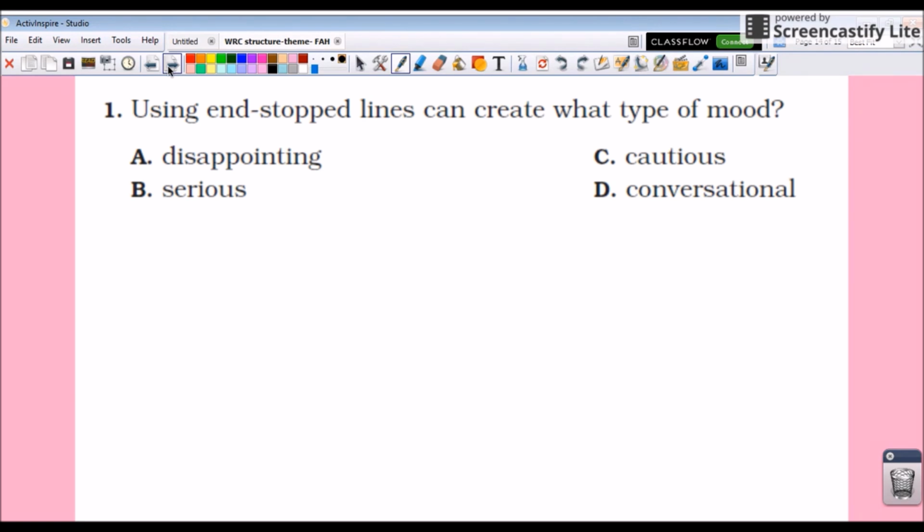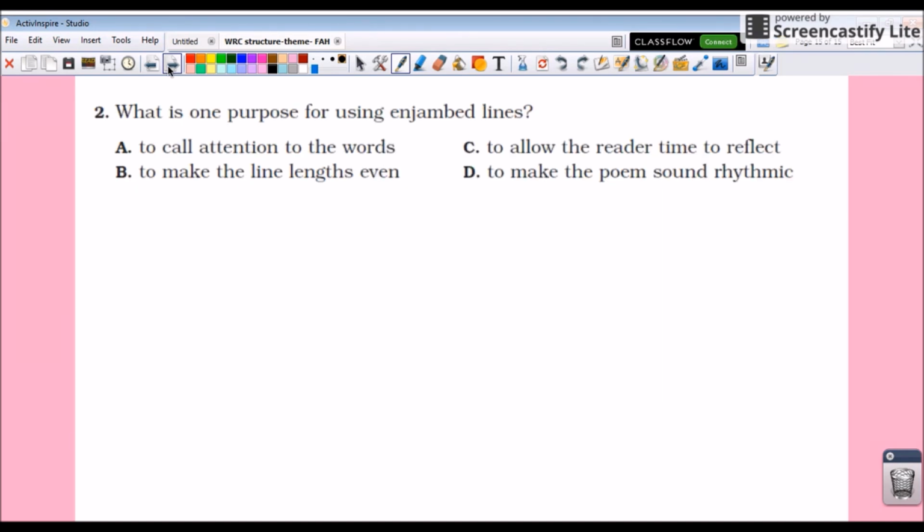All right, so for our next questions, we're going to talk about why poets use either end stop lines or enjambment. So using end stop lines can create what type of mood? Is it A, disappointing, B, serious, C, cautious, or D, conversational? And for our last question, what is one purpose for using enjambed lines? Is it A, to call attention to the words, B, to make line lengths even, C, to allow the reader time to reflect, or D, to make the poem sound rhythmic?